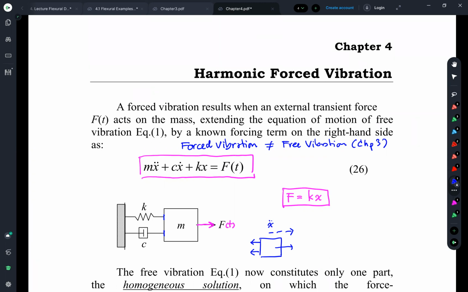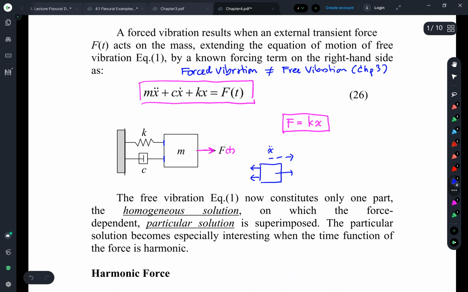Once we assume something like that, the vibration that we obtain from a harmonic force function will be called the harmonic forced vibration. That is the name of this chapter, chapter 4. Okay? So solving equation 26 for today's discussion, we will assume the form on the right-hand side, f of time t, to be a harmonic function.